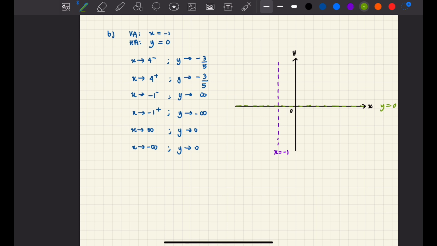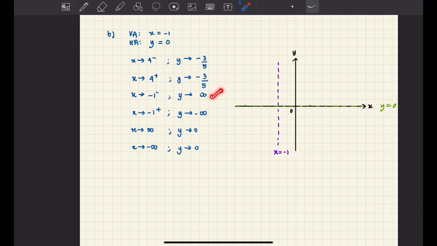Okay, so the first one, untuk ini kita ada x approaching 4 from the left, y approaching negative 3 over 5. Okay, so let's just leave these two first and do this for the last steps. Let's do the vertical and horizontal asymptote first. Okay, let's do this one first.